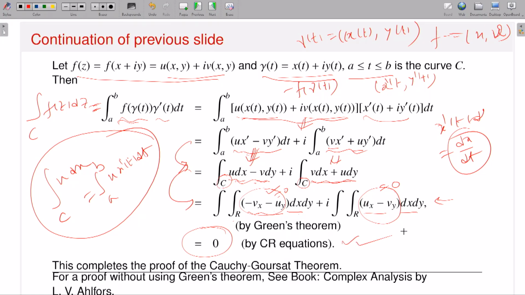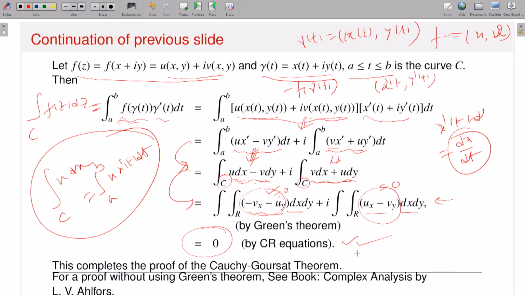So this is by using CR equations. So this is the proof of my Cauchy-Goursat theorem. It is a very straightforward proof. That means you have to just use Green's theorem in R2 that you are probably familiar with in multivariable calculus. If you know Green's theorem, then you can easily prove Cauchy-Goursat theorem for a simply connected domain just by using the definitions of contour integrations.